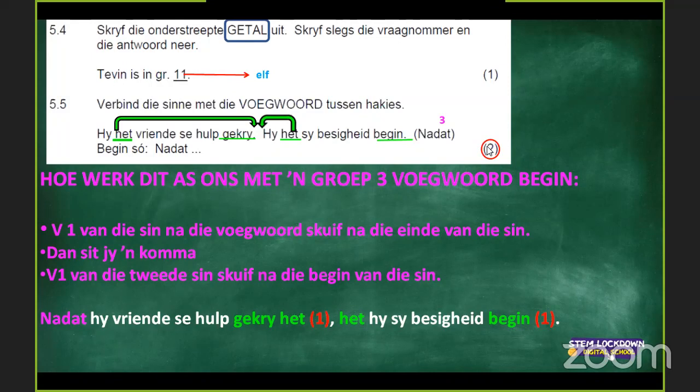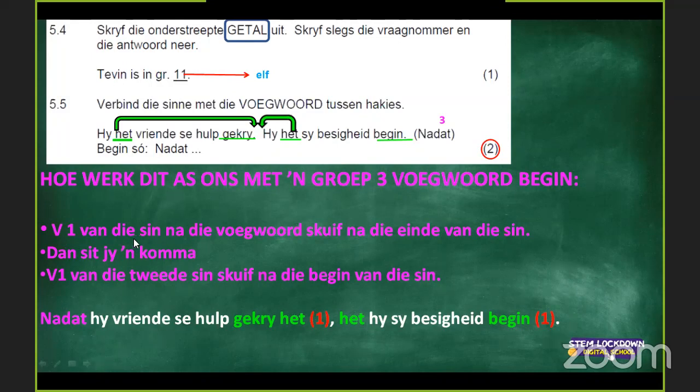So kom ons kyk, hierso sê ek, once again, you identify your verb. Hy het vriende se hulp gekry, so het en gekry vir sentence 1. Hy het sy besigheid begin, en het en begin for sentence 2. So nou kom ons kyk, hoe werk dit as ons met 'n groep 3 voegwoord begin? How does it work if we start with the group 3 conjunction?